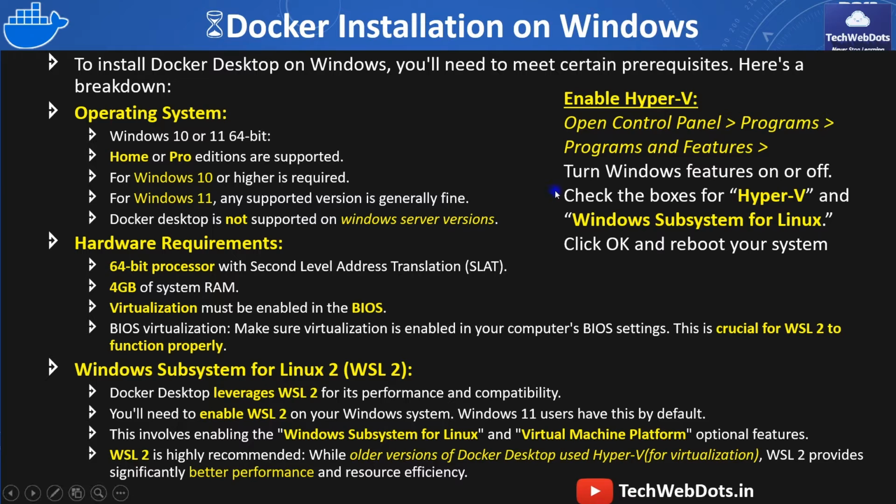If you want to enable Hyper-V, you can simply open the Control Panel of your Windows system, go to Programs and Features, the very traditional area where we generally install or enable and disable features. Turn Windows features on and off, check the boxes for Hyper-V and Windows Subsystem for Linux, click OK and reboot your system. That's it.